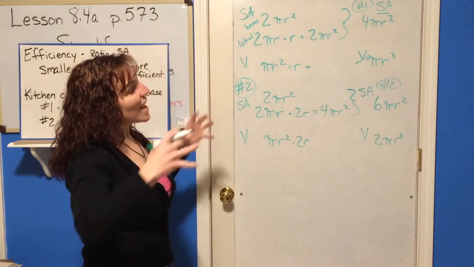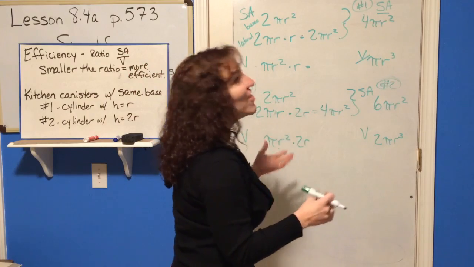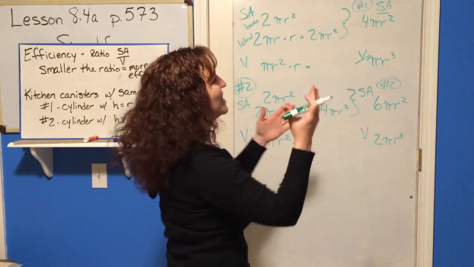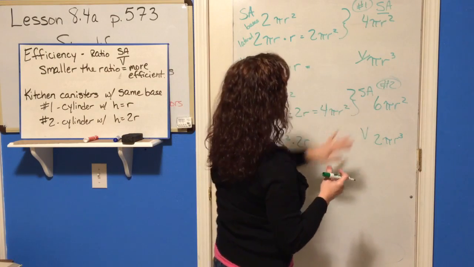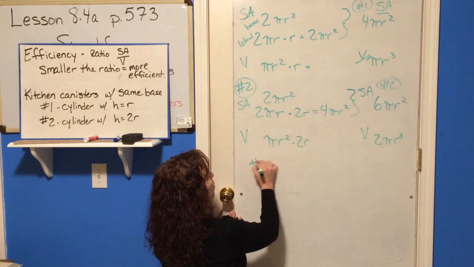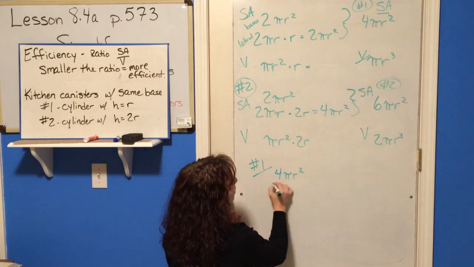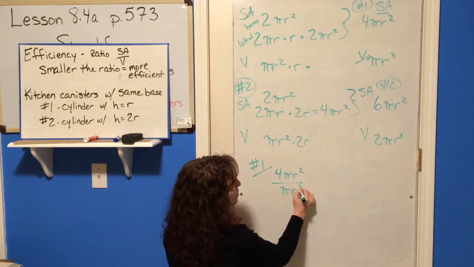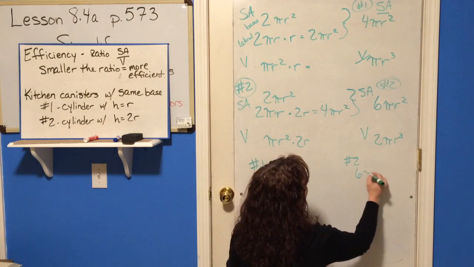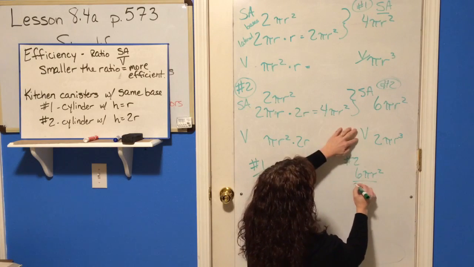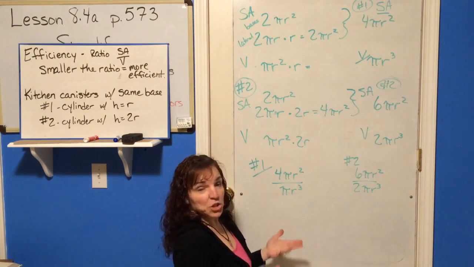All right, so now what we need to do is set up these ratios. And this is where it comes back to what we're working on today. We're going to need to reduce this ratio to compare them. So for the first one, its ratio is 4 pi r squared over pi r cubed. And my second one is 6 pi r squared over 2 pi r cubed. So now I've got my two ratios. All I need to do is reduce them.